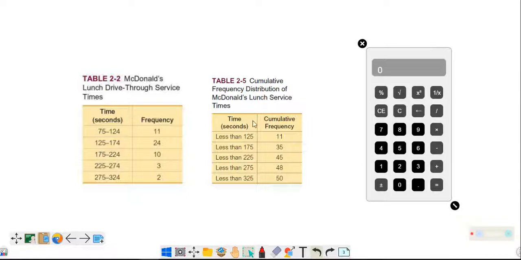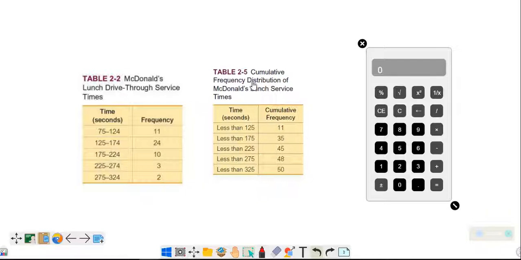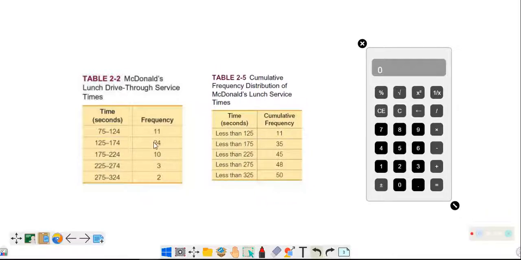Our original frequency distribution is now beside the cumulative frequency distribution. As I said earlier, we will include everything that satisfies each class. So, instead of having a class width of 50, such as 75 to 124, this time it is everything that is less than 125. And you have to take note, when we say less than 125, 125 is not included. Only the values lower than it.